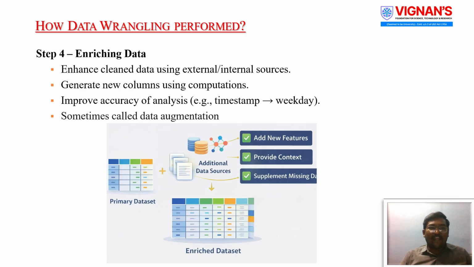And the fourth step is enriching the data. Here, enrich clean data using external and internal sources. Generate new columns using computations. Improve the accuracy of analysis, sometimes called data augmentation, like adding new features and providing the context of what is needed only, and supplementing missing data. Let's see this image, you can understand how enriching the data is performed.